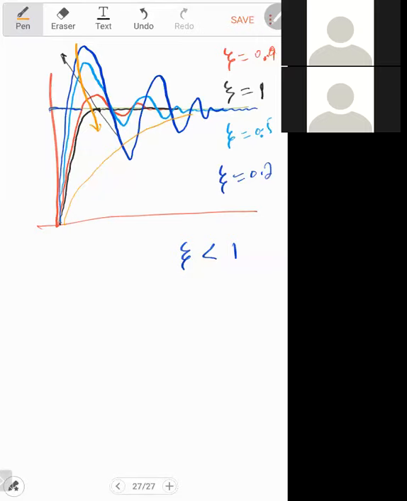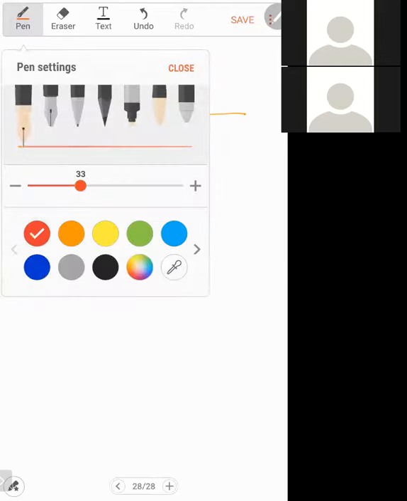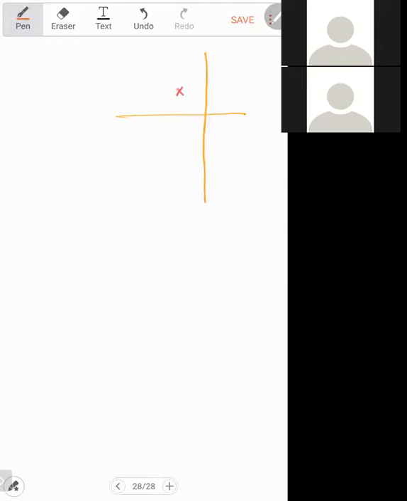And one thing more, let us also explain what will happen in the underdamped case. We can also have some other kinds of responses. For example, see, this is the S plane, and these are the poles. So which case is this one? It is straightforward. This is the underdamped case.